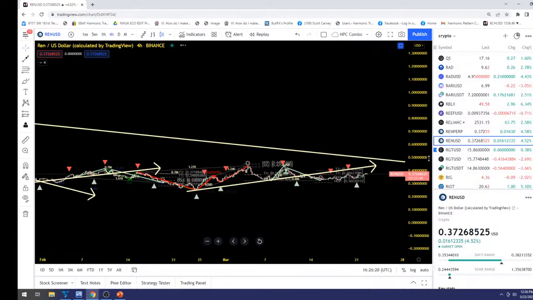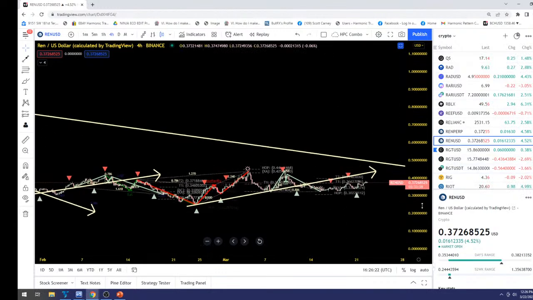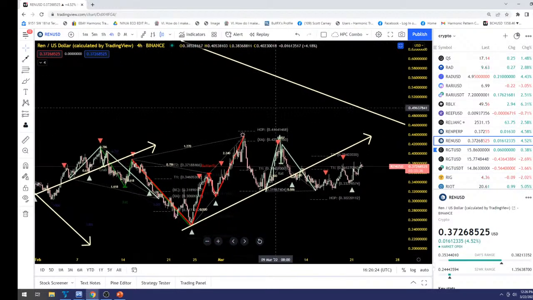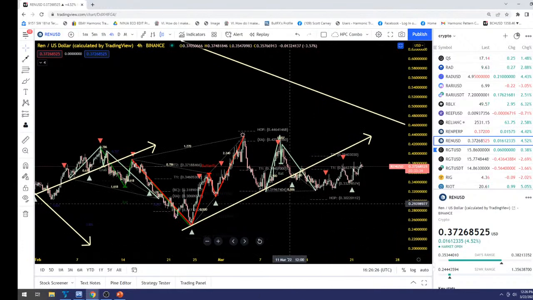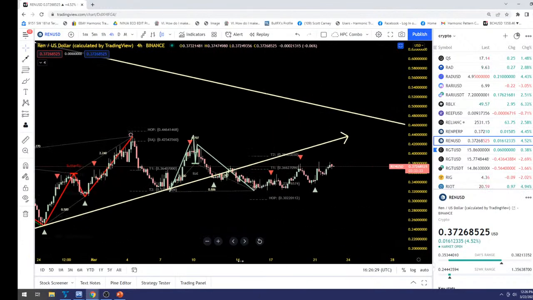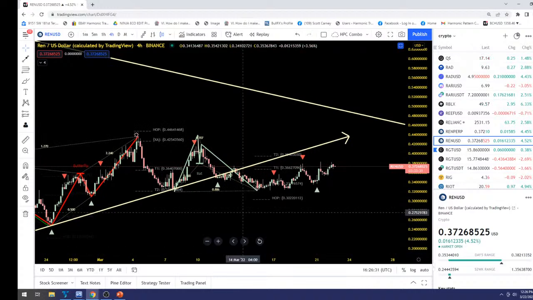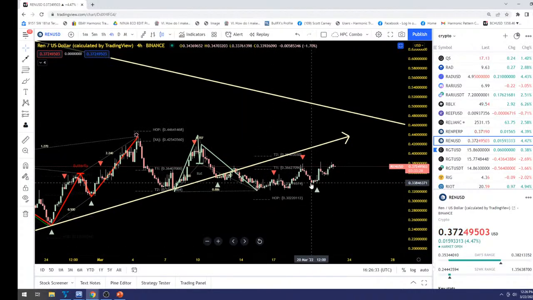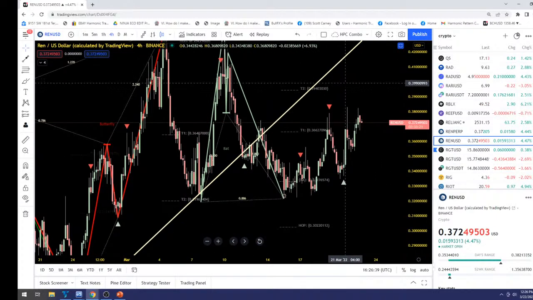All right, break it down. Look, 4-hour time frame for Ren. You've got a bullish bat pattern. Did I get you a full test? Really close as a type 2.